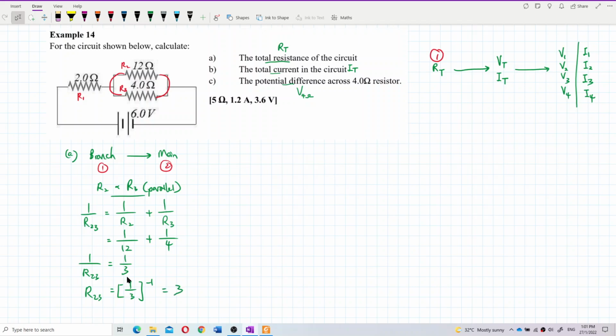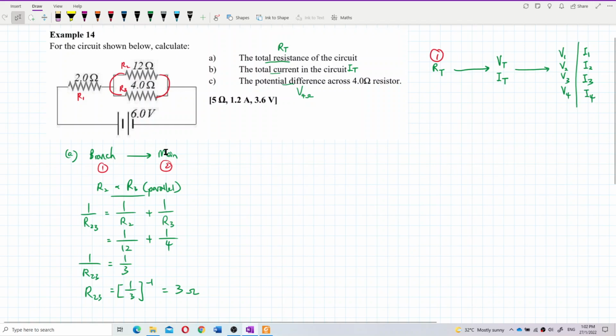It becomes 3 ohm. So R23 is 3 ohm. You see? Resistors in parallel become a smaller resistor. 12 ohm and 4 ohm in parallel become a smaller resistor, 3 ohm. That's resistors in parallel.